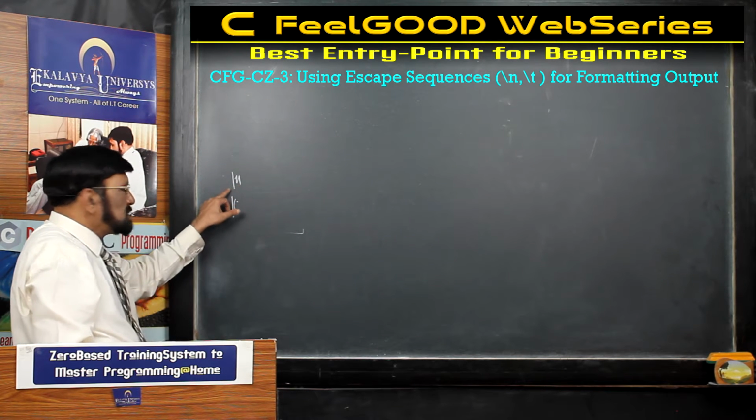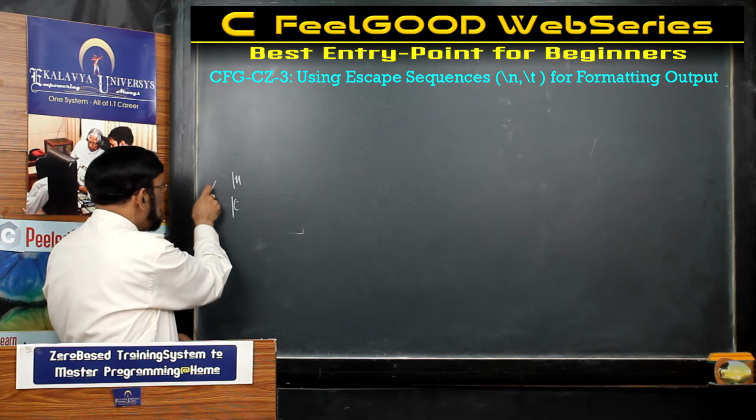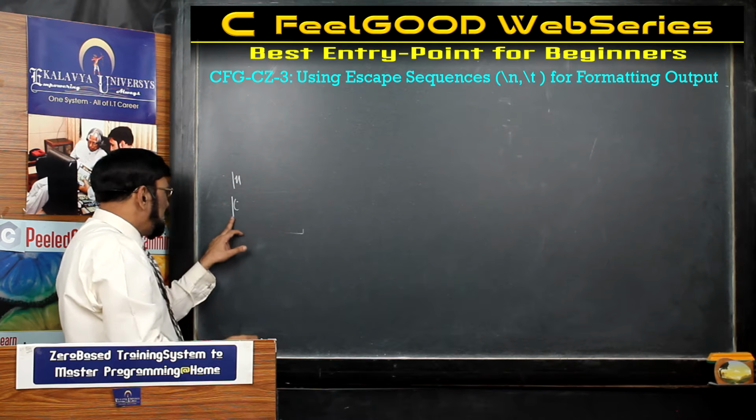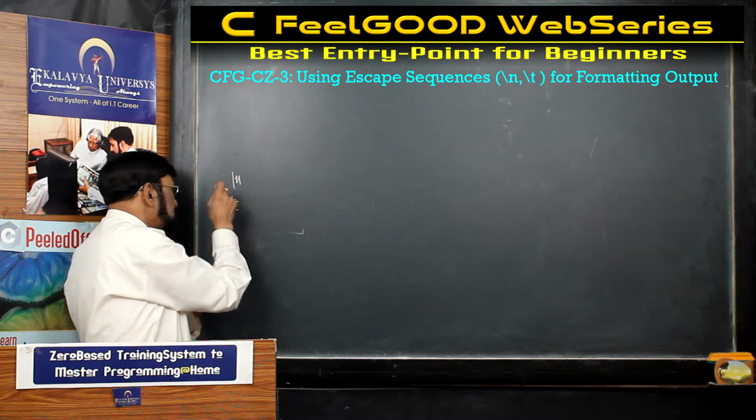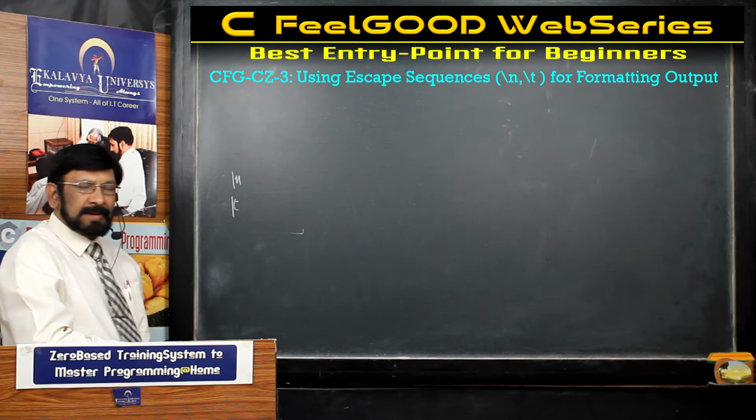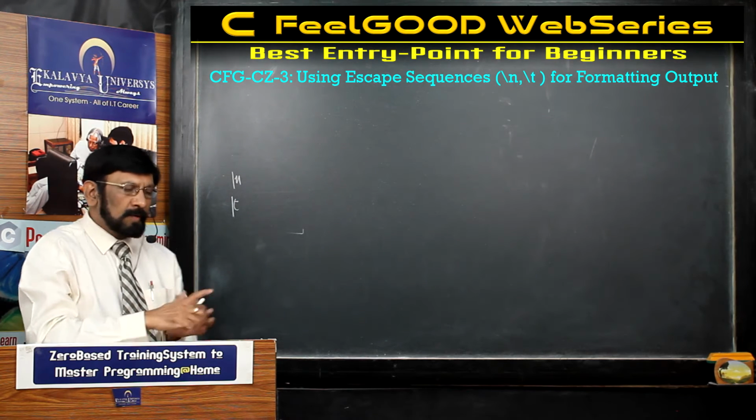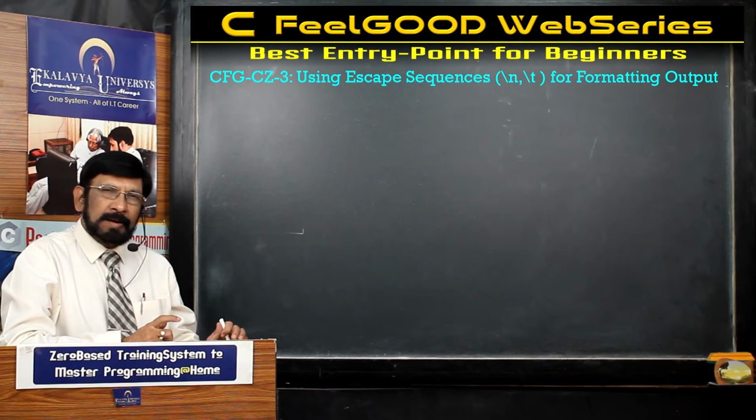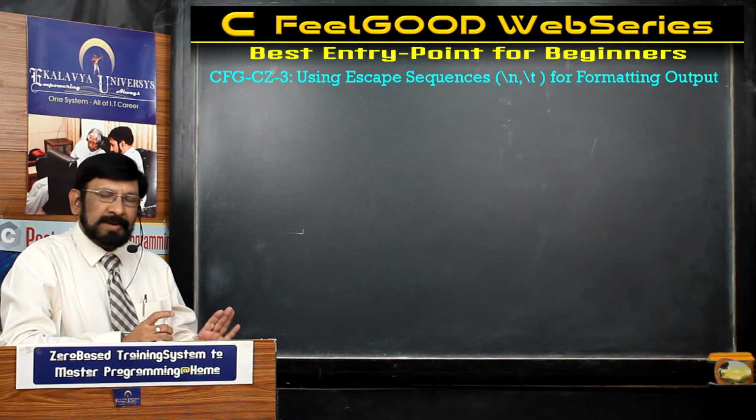Here, lowercase, this is backslash. Slash is like this. This is backslash. Don't confuse. And this is backslash and lowercase t. This is the horizontal tab. It creates a tab zone. Okay. And now what is the need of them and how to use them, we learn now.